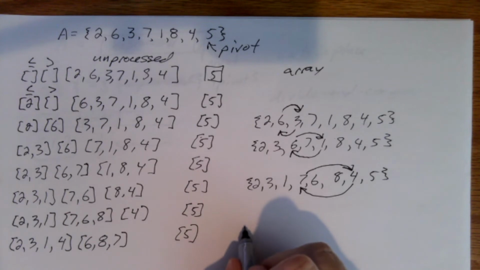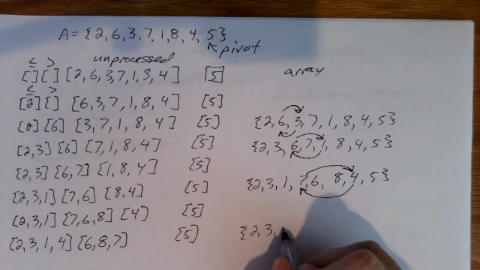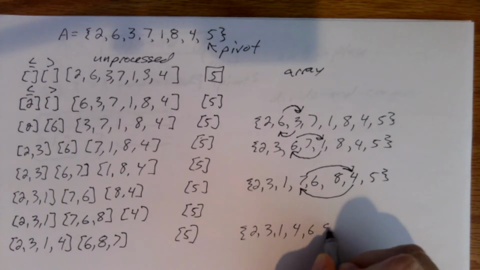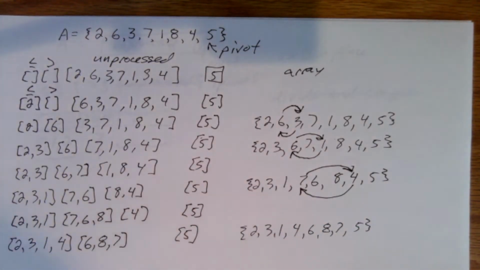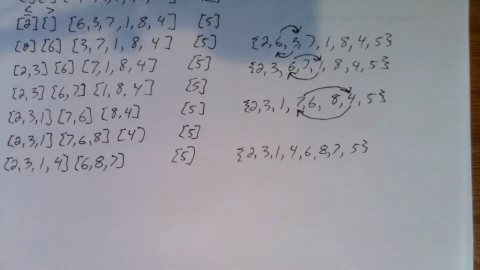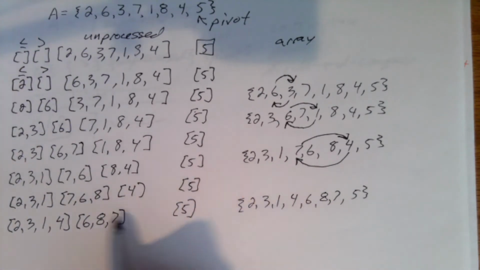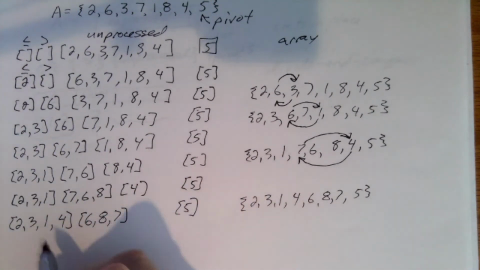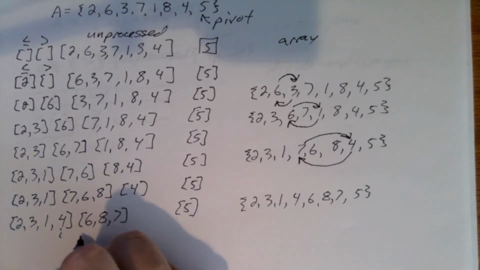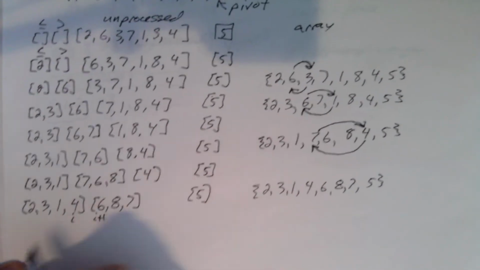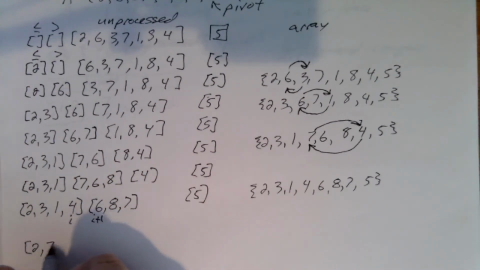And so at this point, our array looks like this: 2, 3, 1, 4, 6, 8, 7, 5. And we no longer have unprocessed elements. So what do we do? Well, if we go back and look at our algorithm, it says now that we're done, remember this was index I, what it said to do at this point is to swap what's at index I plus 1.